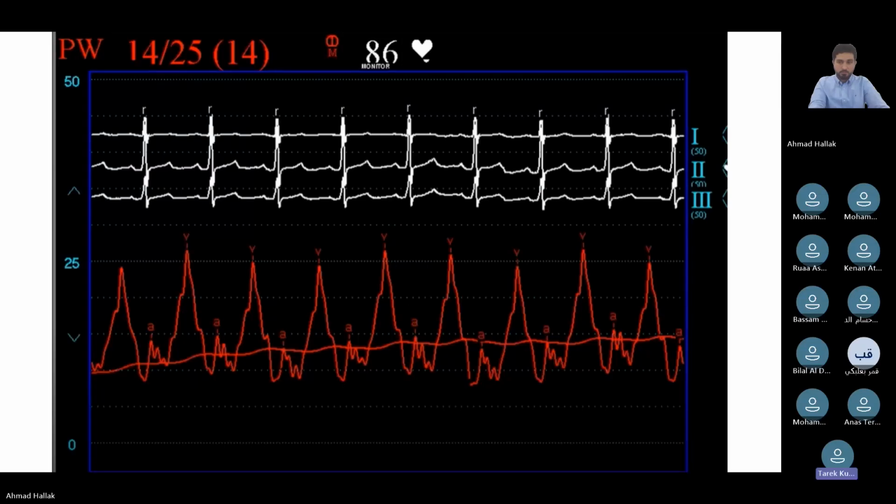Tricuspid regurgitation, Hakim. That's a good possibility. The thing is, this is the wedge pressure, so it wouldn't be tricuspid regurgitation. What would it be instead?